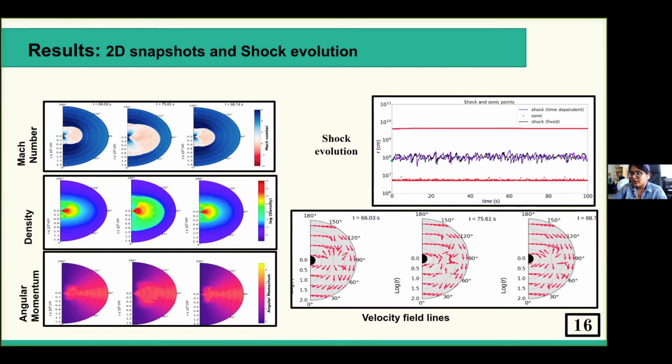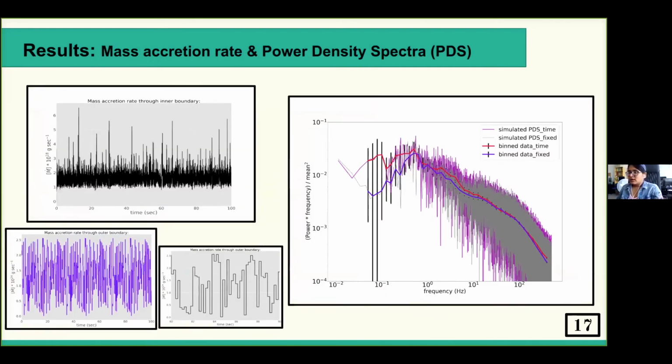And the bottom right figure is the plot at similar time snapshots as these quantities, showing the velocity field lines when the shock shrinks and grows back. So the field lines can be seen pushing the shock outward, making it grow bigger, and again pushing it inward to make it shrink. And this keeps going on throughout the evolution.